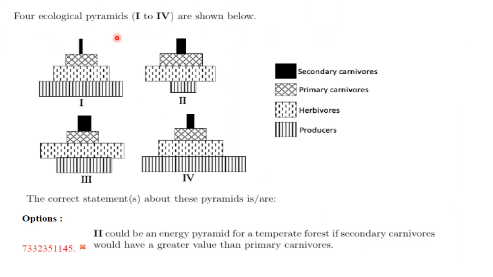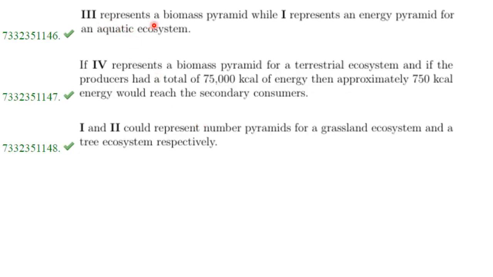Then next one, 4 ecological pyramids 1 to 4 are shown below. The correct statements about these pyramids. 2 can be energy pyramid for temperate forest if secondary carnivores would have greater value than primary carnivores. That is not correct. Then third represents biomass pyramid while 1 represents an energy pyramid for an aquatic ecosystem.